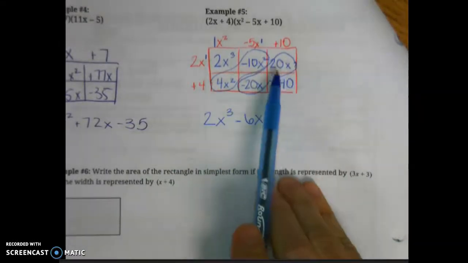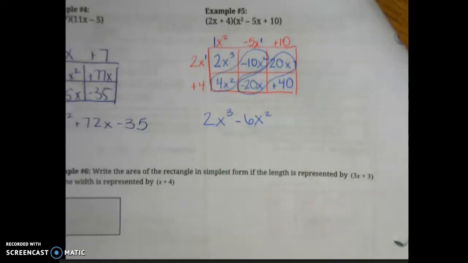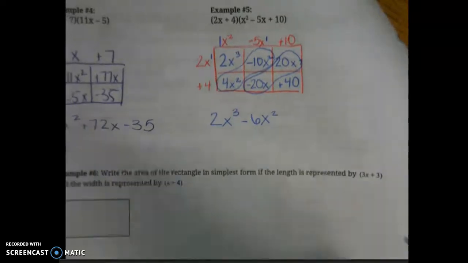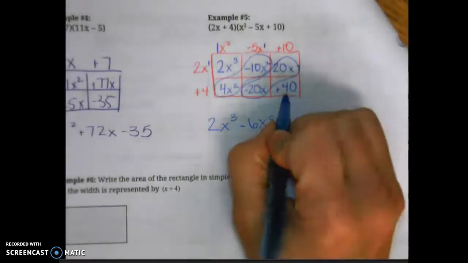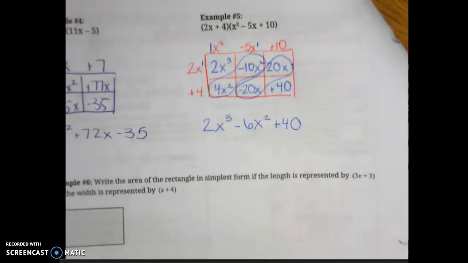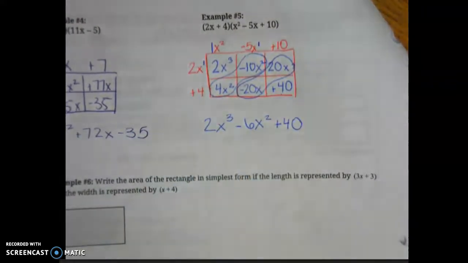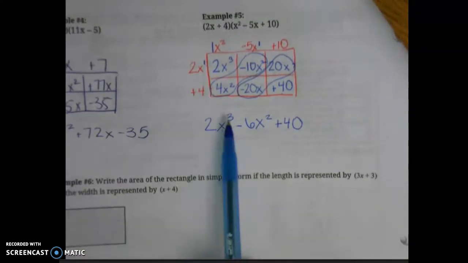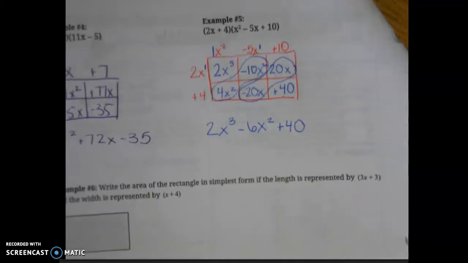Okay, now I'll add these 2 like terms together. Right, I have 20x and negative 20x. What is 20 plus negative 20? That's 0. So those are going to cancel out. I don't have to bring down an x term. And then I have this one last term right here, this plus 40. So I'll drop that down. And then I'll just look at my final answer and make sure that it's in standard form. My exponents are going from greatest to least. So let's see, I have a 3, a 2, and then I don't have a variable at all. I have a constant, so I'm all good.